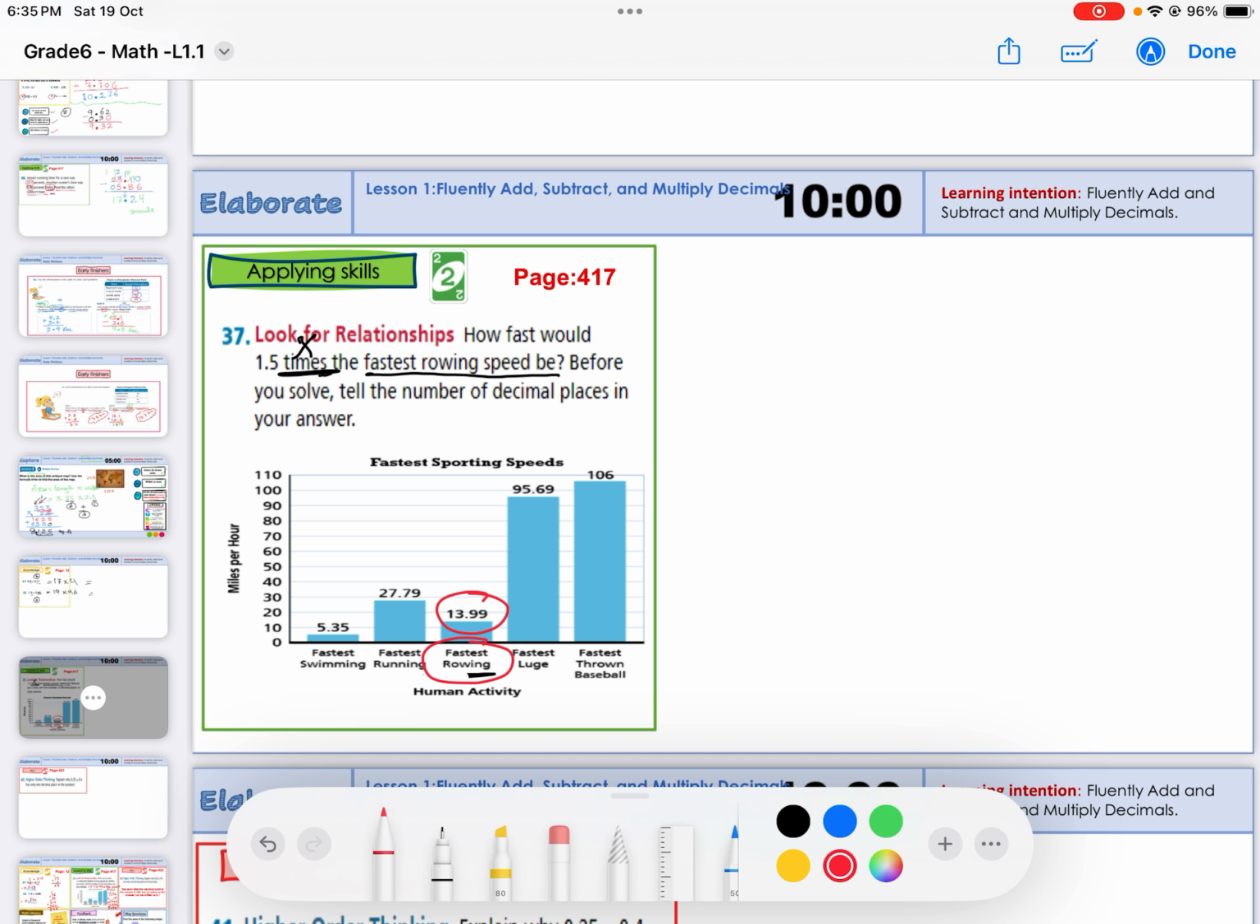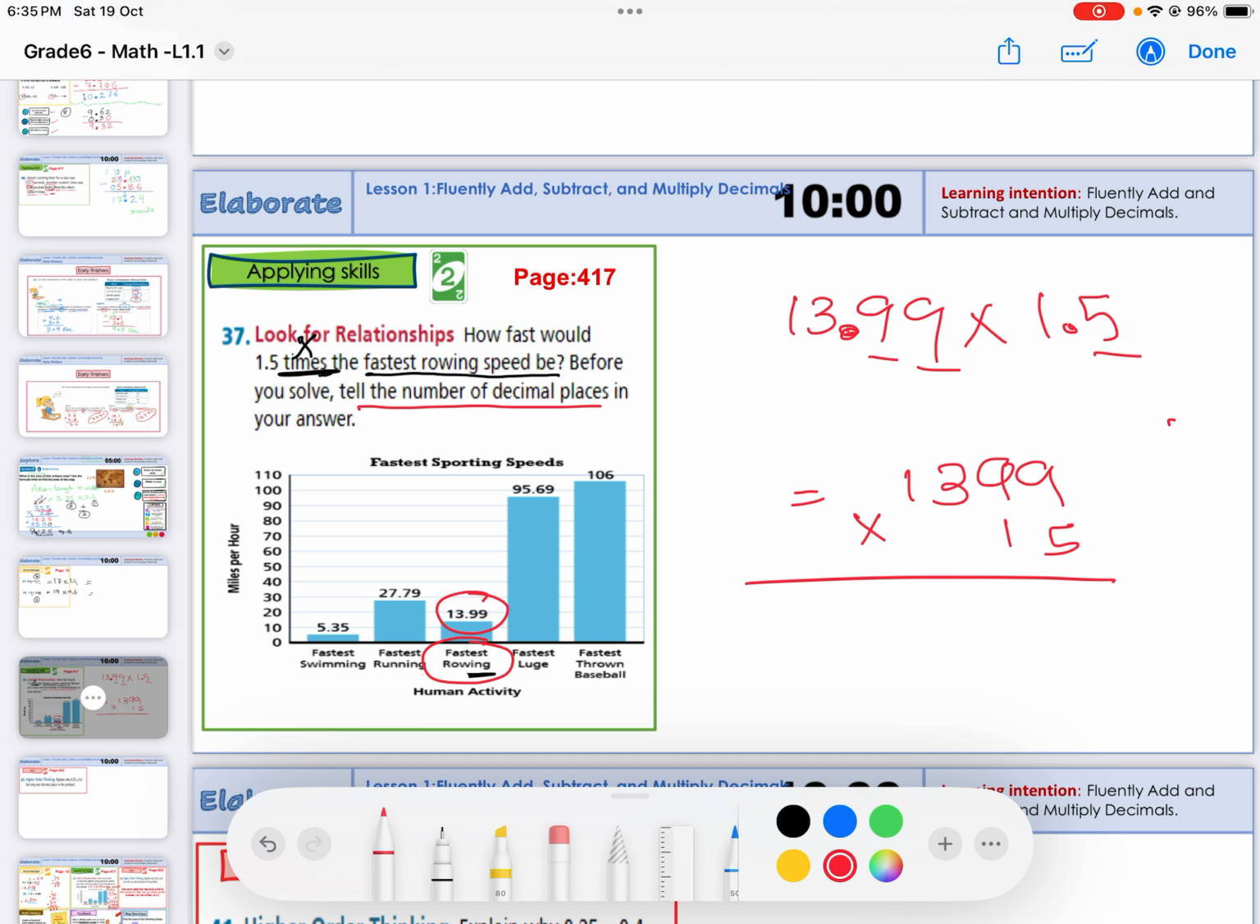So we're going to multiply 13.99 times 1.5. They're telling you to tell the number of decimal places before you multiply. So obviously in the answer, after we multiply, we will have 3 decimal places. Okay, again, guys, you will be multiplying 1399 times 15. Ignore the point. You place the point in the product at the end.